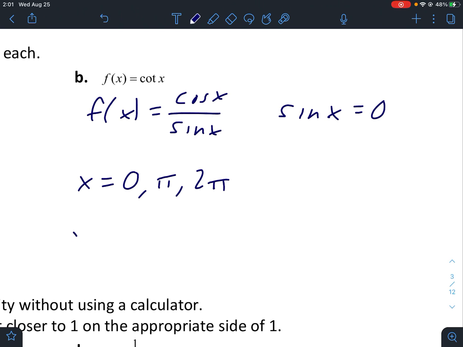So how do we write that? You can write x is equal to k pi, where k is an integer. So negative 7 pi, positive 30 pi, whatever. Those will be our vertical asymptotes in the graph.